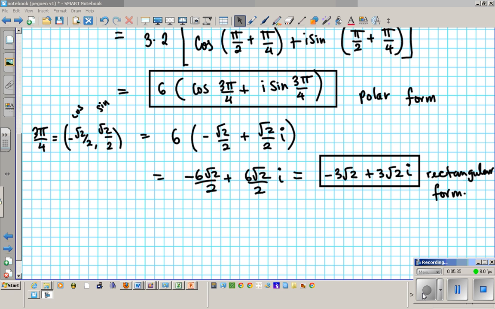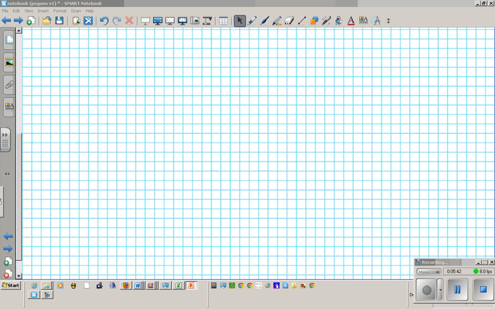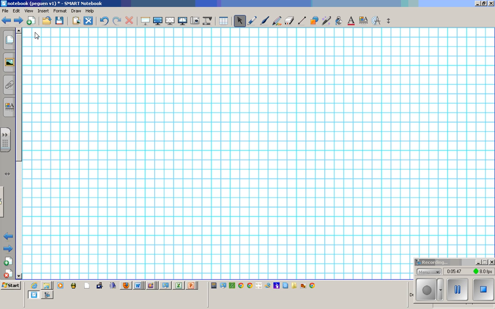Alright, let's go ahead and try another example. Let's try a situation where we're going to apply De Moivre's theorem. Okay? Write this down. Number 2. Find 1 minus root 3 i to the 6th in polar and rectangular forms.